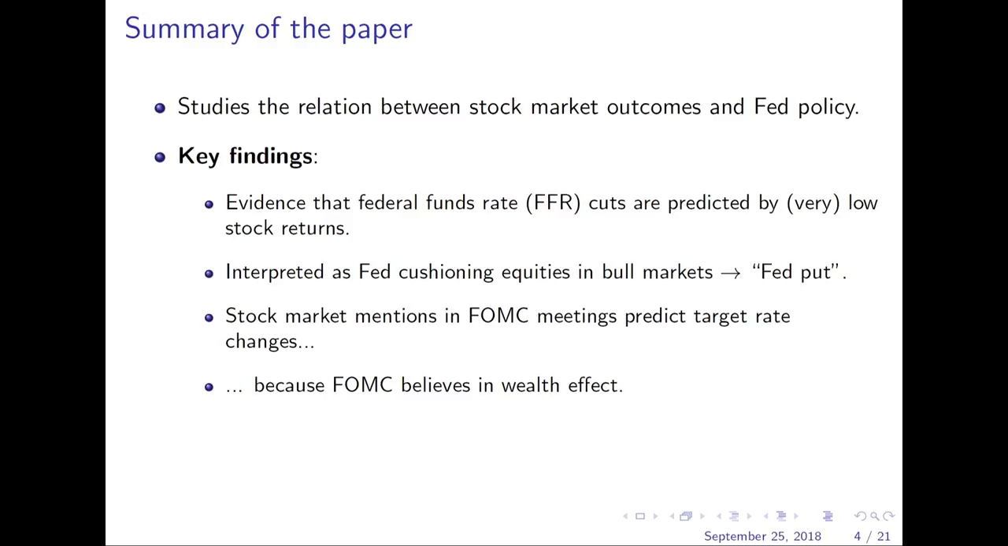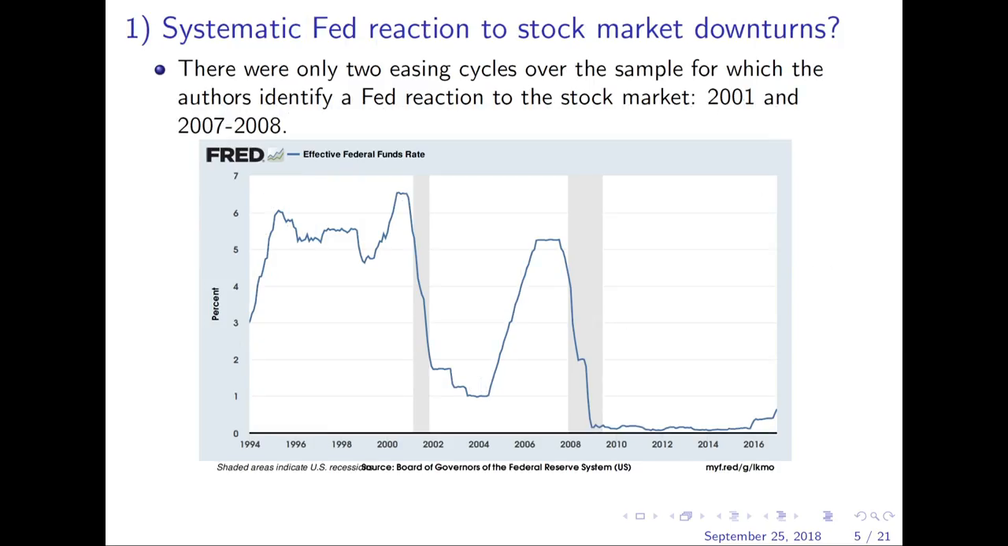The stock market mentions in FOMC meetings by Fed staff, but also by FOMC participants, predict target rate changes. And the reason for this is that the FOMC believes in something like a wealth effect. Okay, let me jump into my comments right away. So the first question is, is this really a systematic reaction that the Fed shows to stock market downturns?